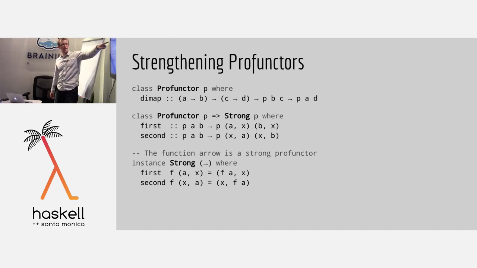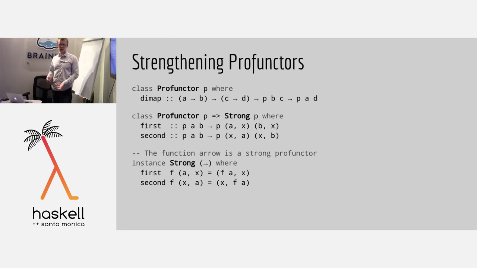We can make this subclass called strong, this class of strong profunctors. Okay, and it has these two lifting operations. So you can take this profunctor from A to B. So think about this as like a generalized arrow in a sense, because functions are a profunctor. The function arrow forms a profunctor.